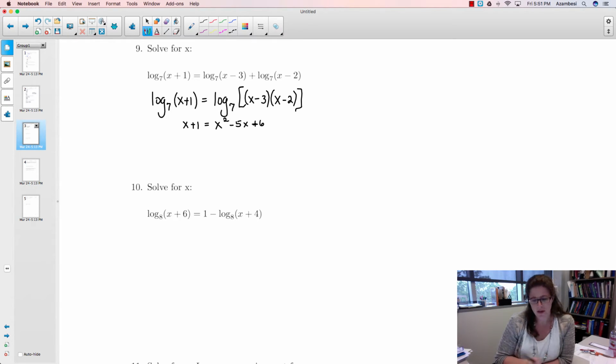And now this is a quadratic. I need to solve it like one, so I need to move everything over to one side. So 0, subtracting x and subtracting 1, is equal to x squared minus 6x plus 5.